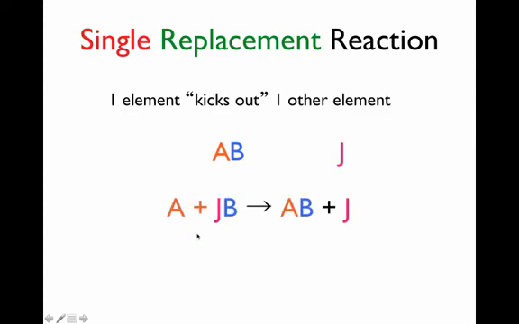In more chemistry terms, the reaction is shown here. A is all alone at the beginning. J and B are attached to each other. Under certain circumstances, you can basically have A kick out J, A ends up with B, and J ends up all alone. This is a single replacement reaction.